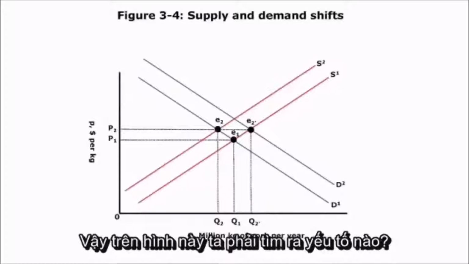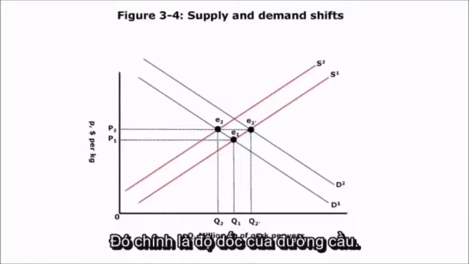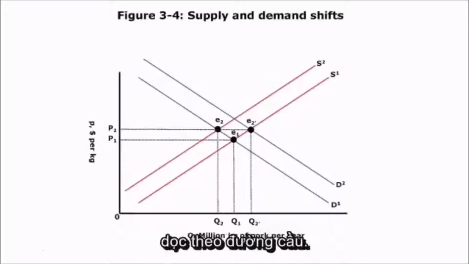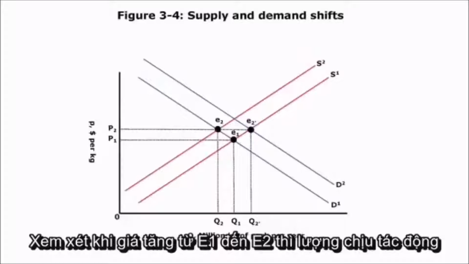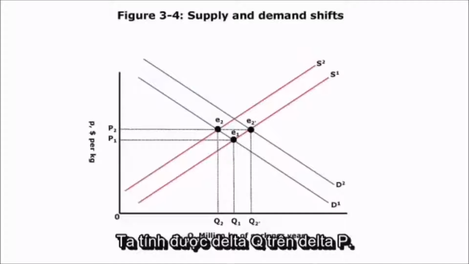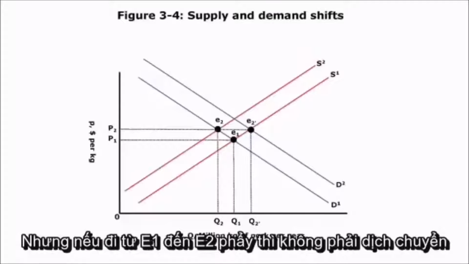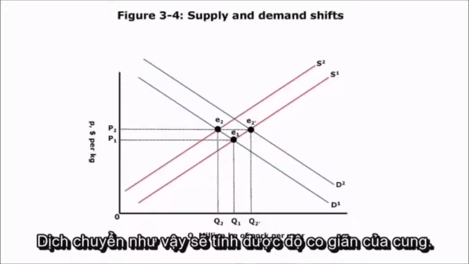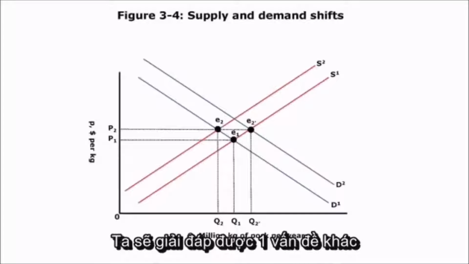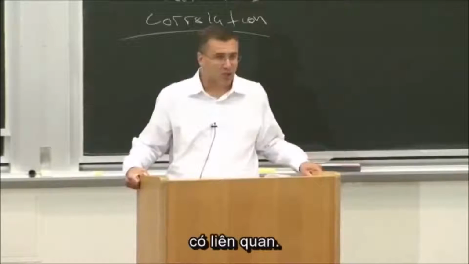So if you look at this figure, what's the concept we want? We want the slope of the demand curve. Well, you get that by shifting from E1 to E2, because you shift along the demand curve. So by looking at what happens to quantity as price rises from E1 to E2, you get the slope of the demand curve. You get that delta Q over delta P you want. But from E1 to E2 prime, you're not shifting along a demand curve. You're actually measuring the elasticity of supply, right? You're shifting along a supply curve. So you're actually answering a different question. A relevant question, but a different one.